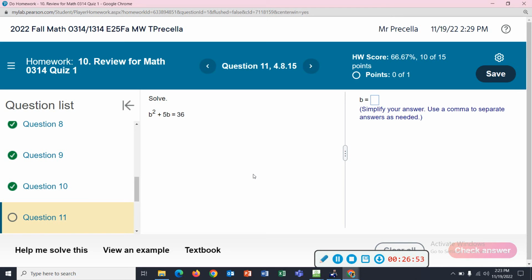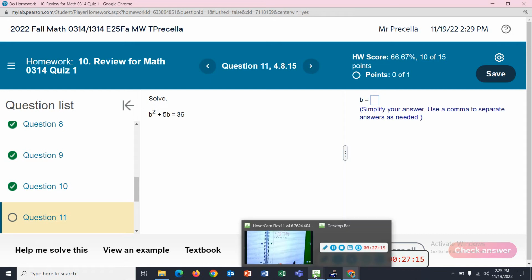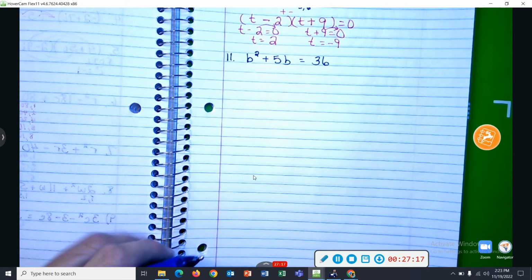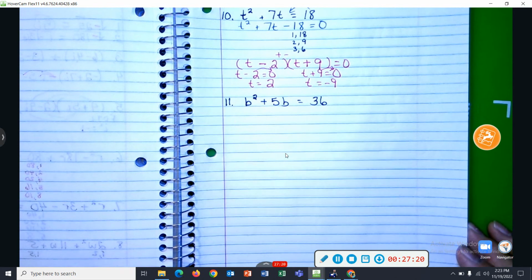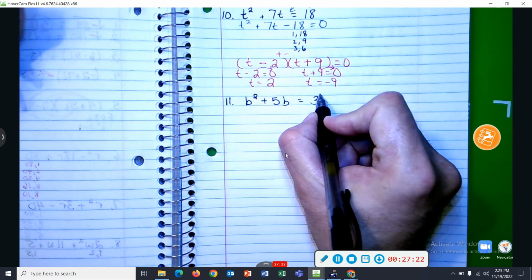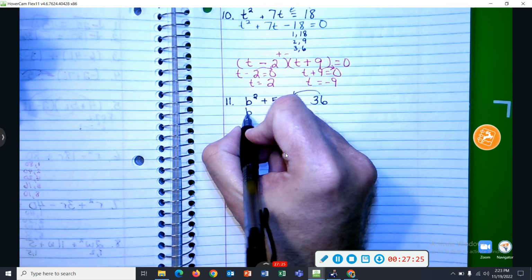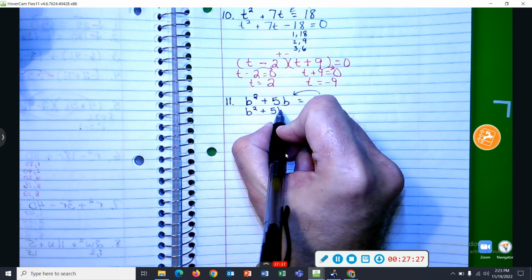Number 11. Hopefully you can tell from the instructions, this is going to be another one where you actually solve it and get numbers as answers, not 2 sets of parentheses. B squared plus 5b equals 36. Be very similar to what we did up here. Move the 36 over to get a 0 on one side.